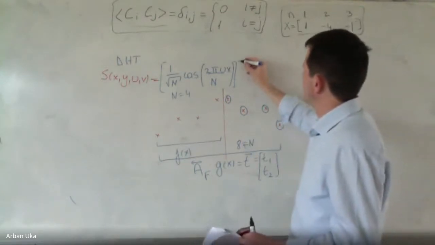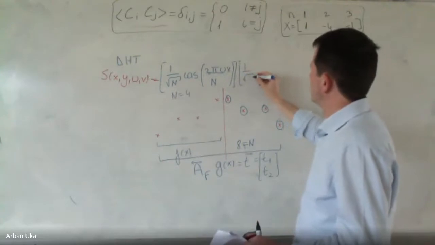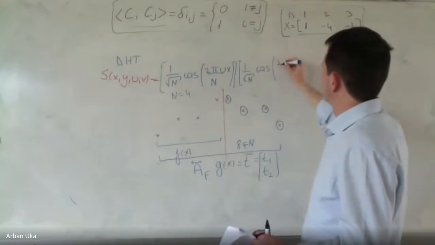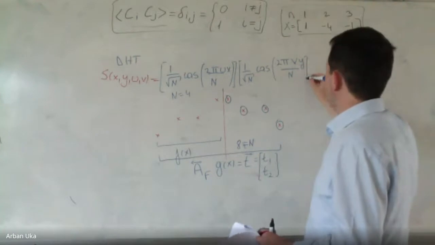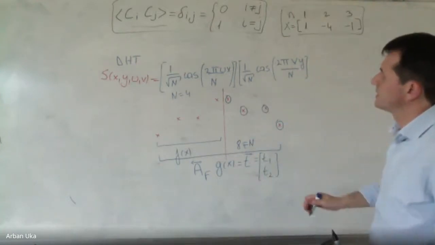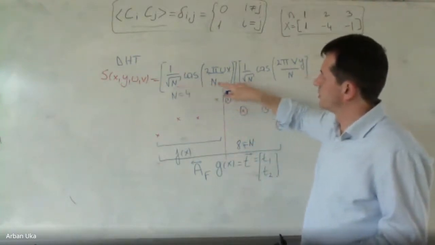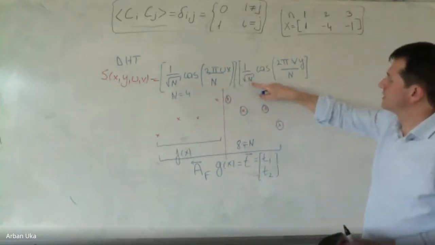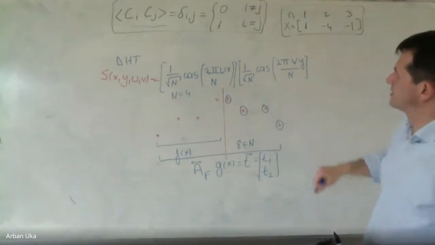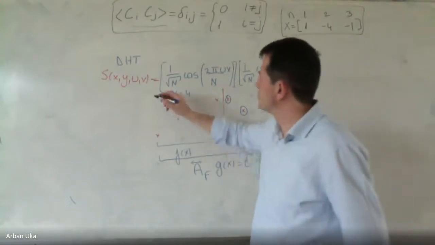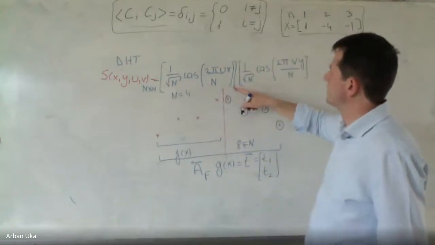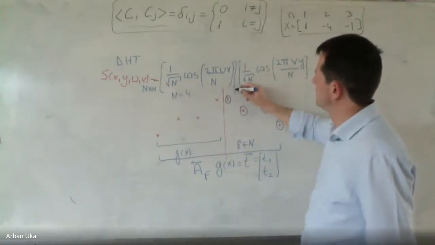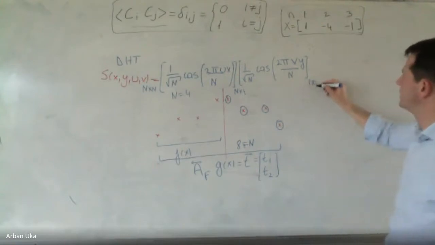So the same thing is multiplied with 1 over square root of n, cosine plus sine of 2 pi, this is v y over n. So we multiply a vector which is represented by this, and by this other vector, and we get a matrix. This is going to be a matrix n by n. The first vector is n by 1, and this is 1 by n.